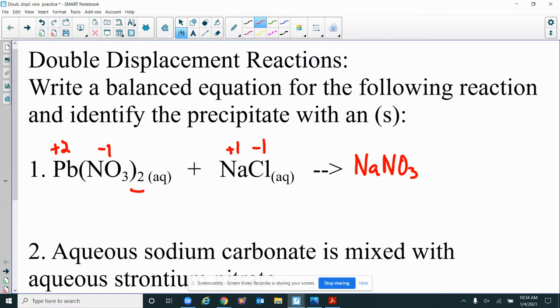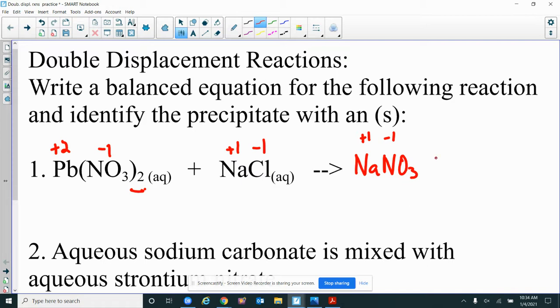I have to balance charges. Sodium's +1, nitrate's -1. So I only need 1 of each. When I do these, I just make a habit of bringing 1 of each over and then balance the charges. I don't just bring over 2 because there was 2 on this side. Okay, so I only need 1 of each.